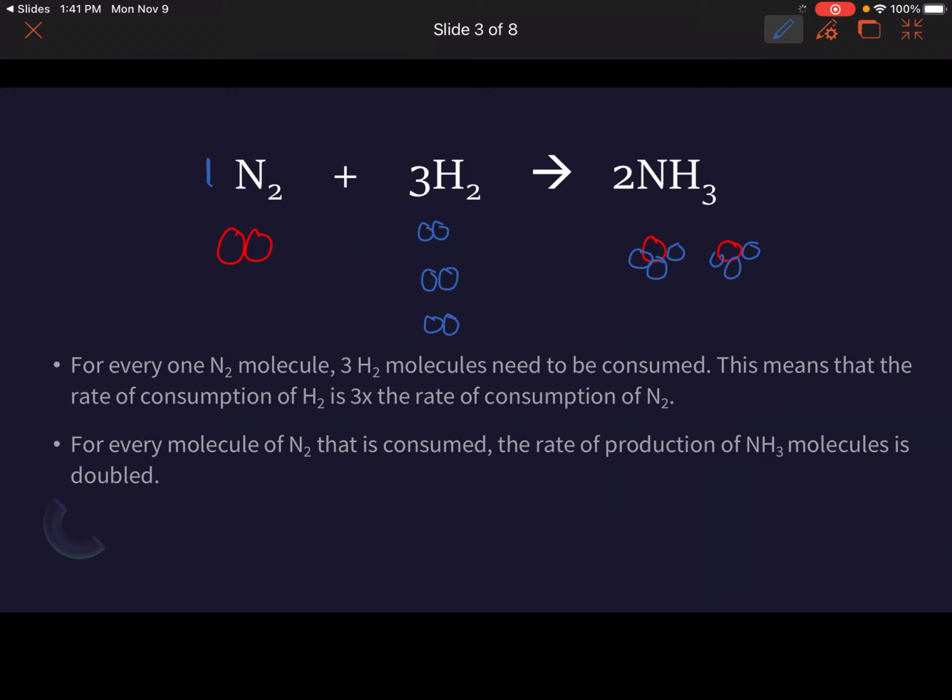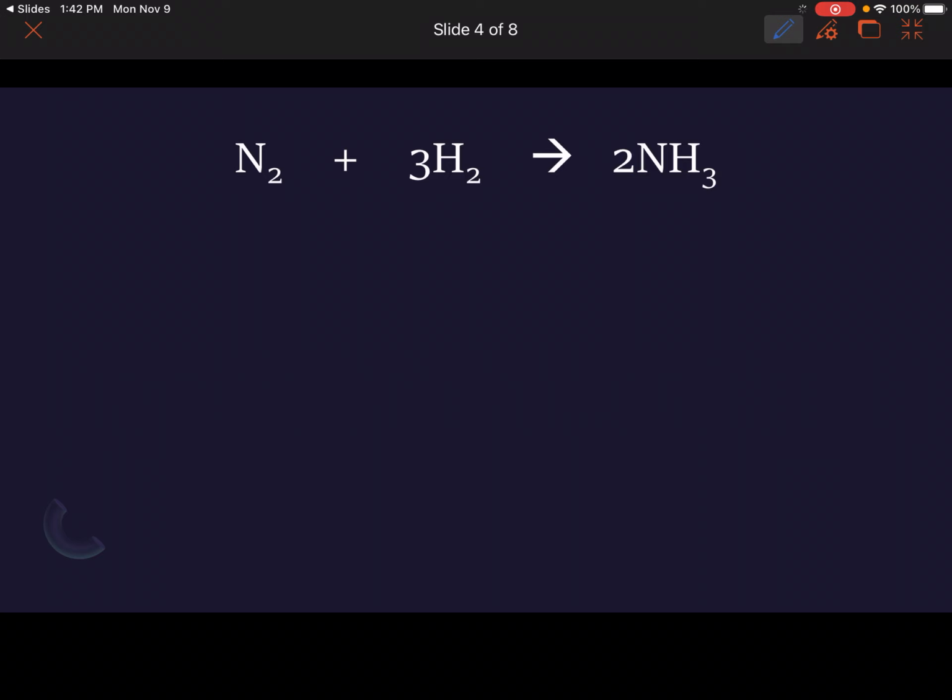I can also say for every molecule of N2 that is consumed, the rate of production of the NH3 molecules is doubled, and I know that because of the 2. And I can see that for every 1 nitrogen molecule that is consumed, 2 ammonia molecules are produced. So the rate has to be twice as fast as the nitrogen. So sometimes people get caught up in the language here, so you just got to be careful.